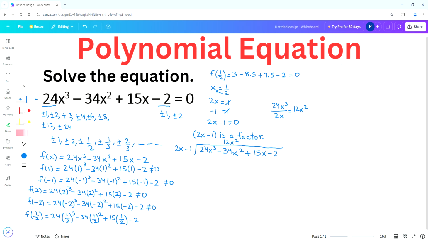Now we multiply the divisor by 12x squared. I get 24x cubed. Next we do negative 1 times 12x squared, which is equal to negative 12x squared. Now we can subtract the terms. The x cubed terms get cancelled out. Negative 34 minus negative 12 is equal to negative 22.